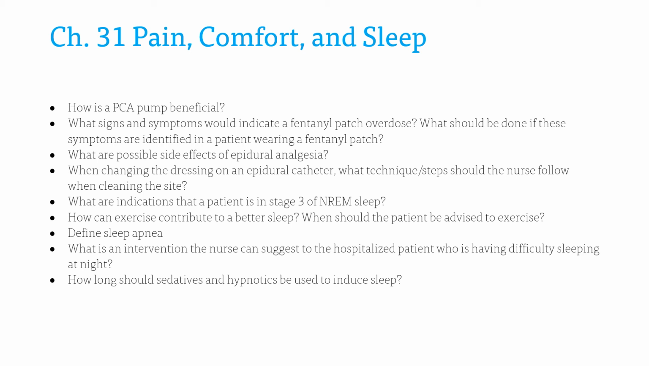What are indications that a patient is in stage 3 of NREM sleep? We're going to look on page 620 for this. As stage 3 begins, the person enters a period called delta sleep or slow wave sleep. This is named for the high voltage slow brain waves that occur. Respirations and heart rate will slow in this stage, and the body becomes immobile. This deep sleep stage lasts 20 to 40 minutes, and dreaming is common.